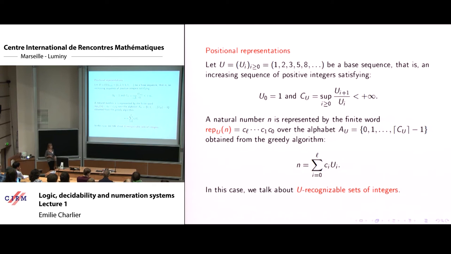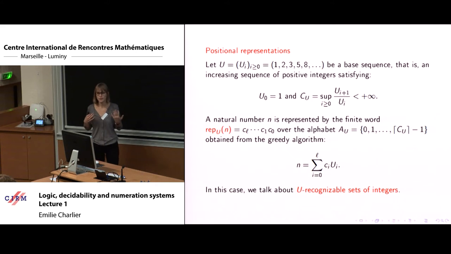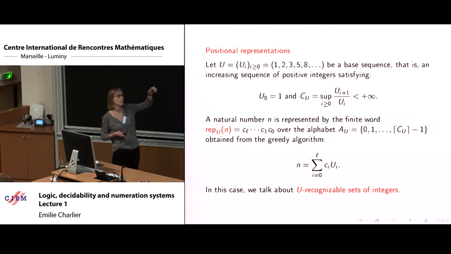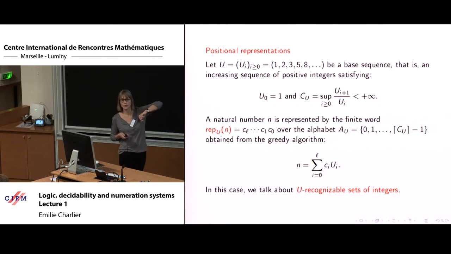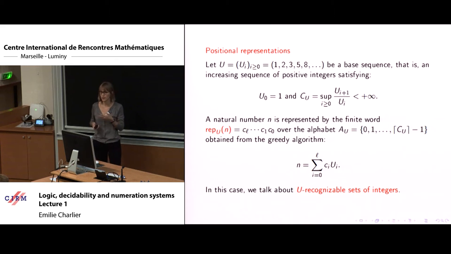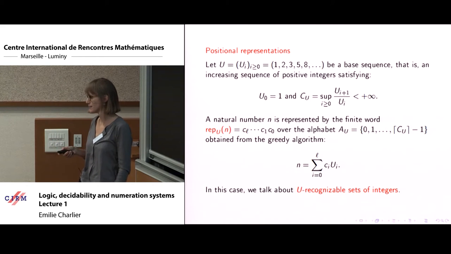Positional numeration systems, I don't want to go deep into this, but if you know the Fibonacci numeration system, then the same kind of considerations can be applied with any increasing sequence of numbers. Well chosen, it means that you want to deal with a finite alphabet, so you have a constraint on the quotient of two consecutive numbers in your sequence, and also you want to represent all integers, so you have the constraint that the first element is 1. If you have that, then you have a finite alphabet, and you can apply the greedy algorithm to represent any integer, and we can perfectly talk about U-recognizable sets of integers, which will be a broader notion than b-recognizable sets of integers, since any b numeration system, integer-based numeration system, is in particular a positional numeration system.